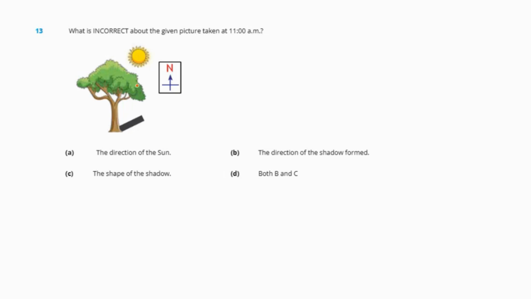So here they are asking which of the following is incorrect. First one, the direction of the sun is correct only. The direction of the shadow formed is wrong because it should be in the west direction. The shape of the shadow is also wrong. It must be a picture of a tree, but it is showing some other thing like a pole, right? So that is also wrong. So we can say that both B and C are wrong only. So the correct answer is option D. Both B and C are incorrect.